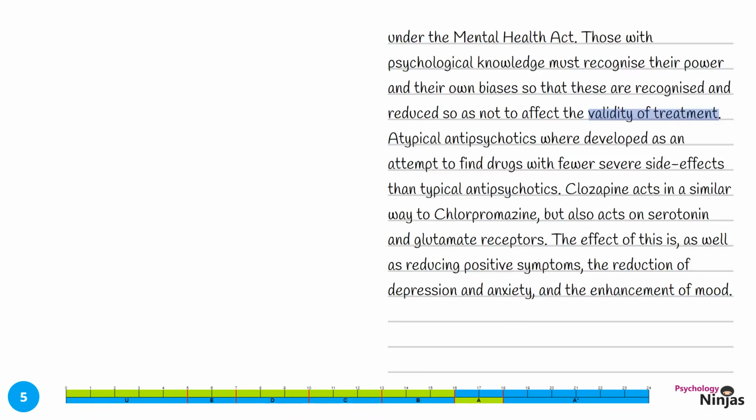The effect of this, as well as reducing positive symptoms, is the reduction of depression and anxiety, and the enhancement of mood. Here we've talked about atypical antipsychotics. Sometimes these are called second-generation antipsychotics, and typicals are called conventional antipsychotics. So lots of different terminology, all for the same thing.